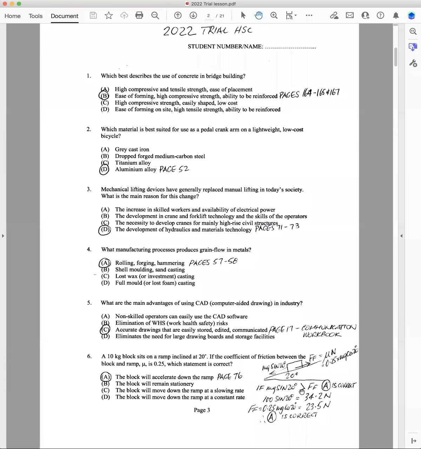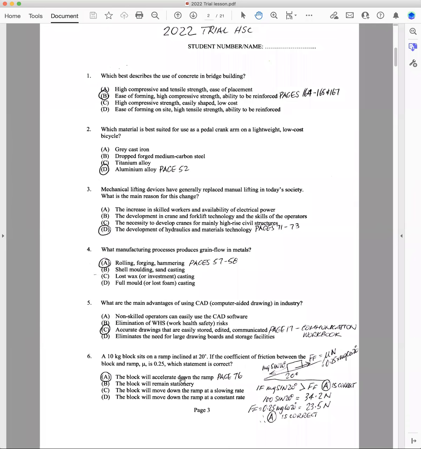So if mg sine theta is greater than the force of friction, then A is correct. Now, it will accelerate down the ramp. If mg sine theta is greater than the force of friction, it won't remain stationary. The block will move down the ramp at a slowing rate, and that's incorrect, because if you hold an object above the Earth, it will accelerate at 10 meters per second squared. And this is exactly the same situation with this block. It will accelerate down the ramp, just like dropping an object. So the block will move down the ramp at constant rate, which it won't.